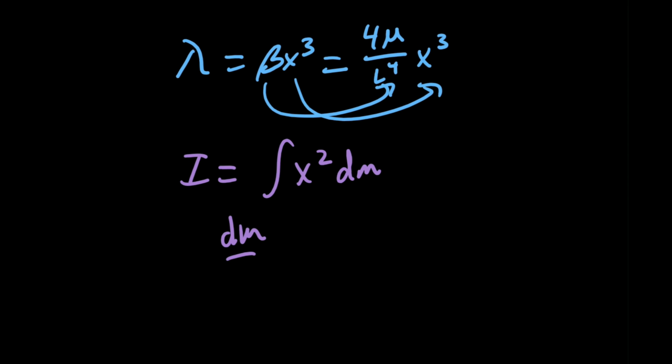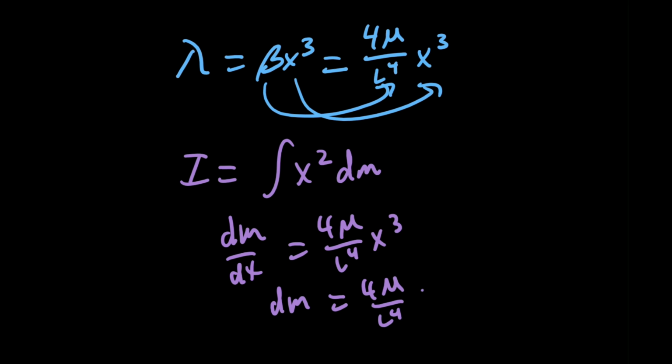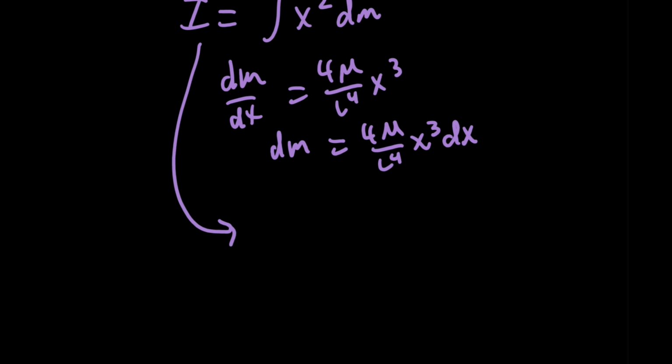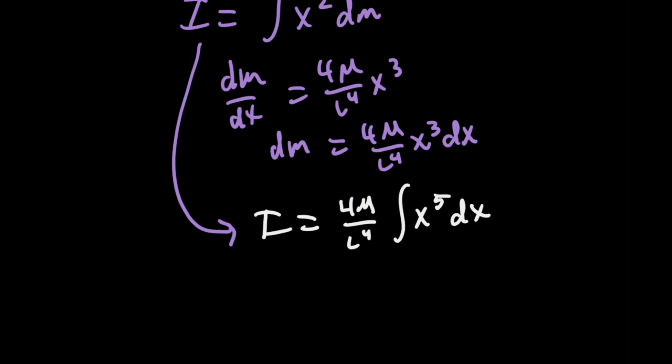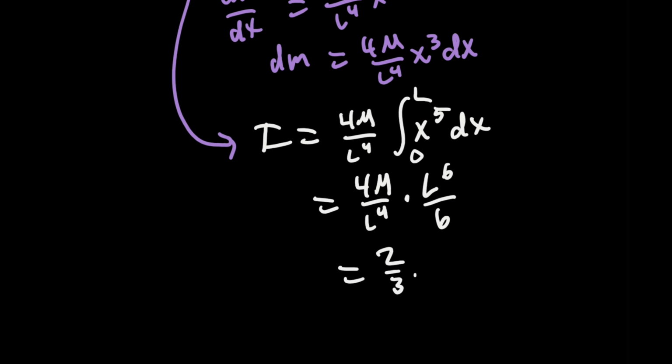We know that dm dx is equal to 4m over L to the 4th x cubed. Therefore, dm is equal to 4m over L to the 4th times x cubed dx. That's getting a little bit long here, but now we can do a pretty simple substitution. So I is equal to 4m over L to the 4th, the integral of x to the 5th dx. Once we integrate this, going from 0 to L, we get 4m over L to the 4th times L to the 6th over 6, which is essentially equal to 2/3 ml squared. And that is our answer.